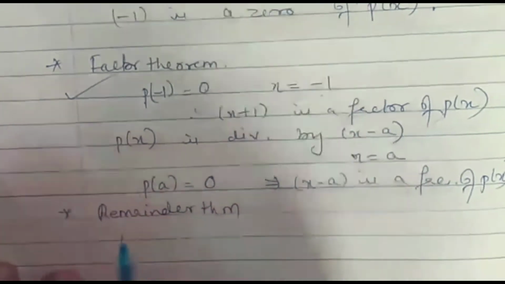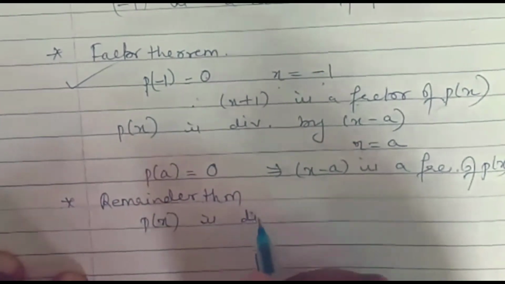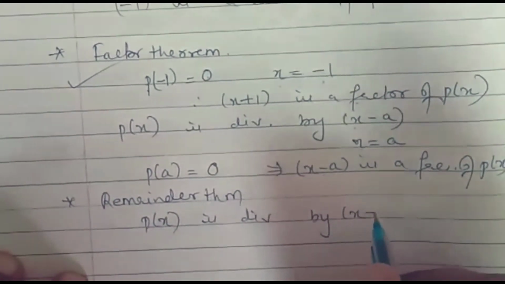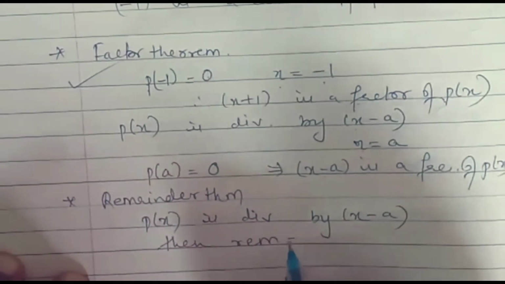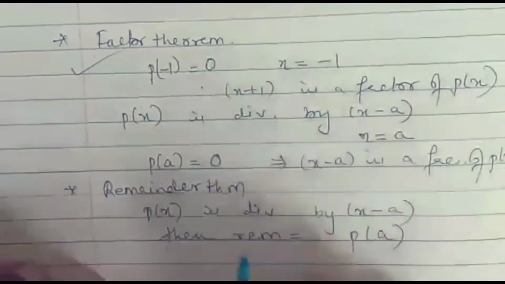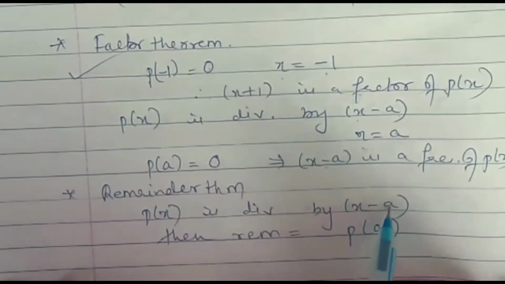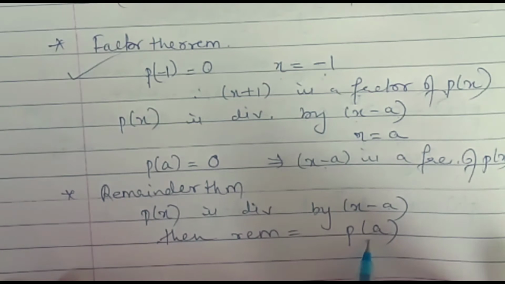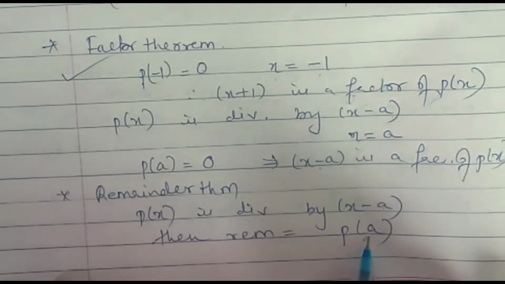The remainder theorem is: if any polynomial p of x is divided by x minus a, then the remainder will be equal to p of a. Keep the sign in mind. Whenever p of x is divided by x minus a, the value of x will be taken as plus a. If it is x plus a, the value will be taken to be minus a.